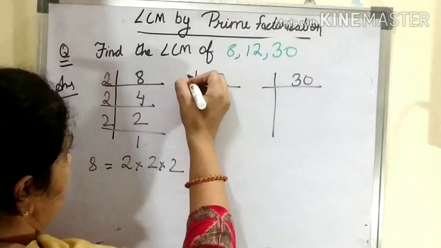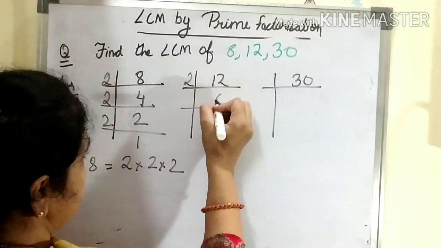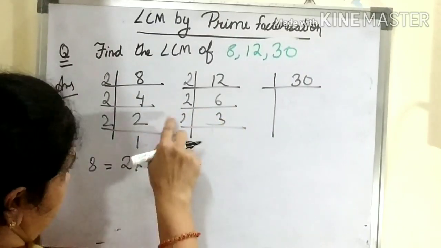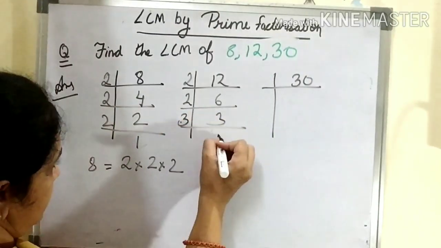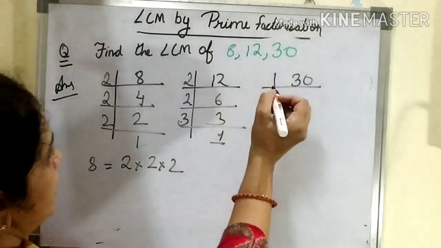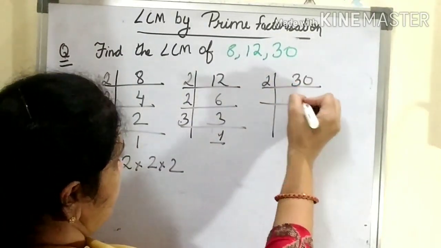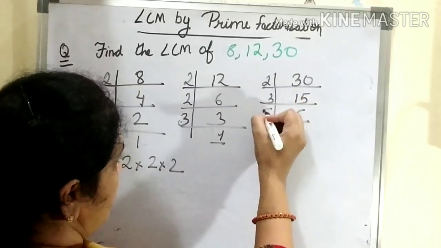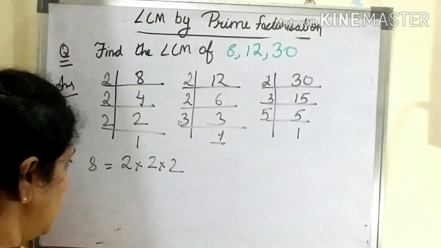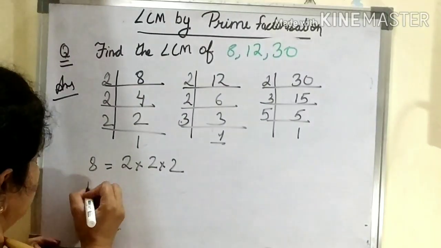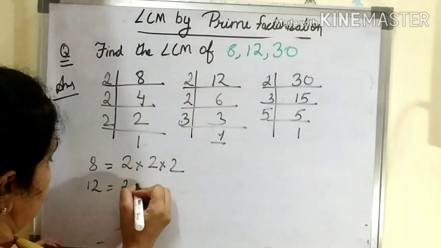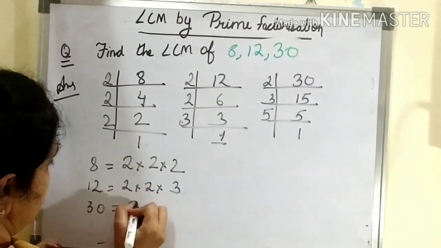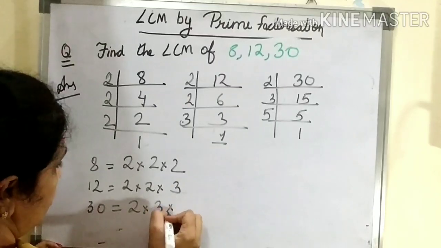Okay, then I found the prime factorization of 12: 2 6s are, then 2 3s are, then 3 will not go by 2, it will go by 3 itself, 1s are. Now the prime factorization of 30: 2 15s are, now it will go by 3 5s are, now 5 1s are. That means the prime factorization of 12 is 2 into 2 into 3, and the prime factorization of 30 is 2 into 3 into 5.